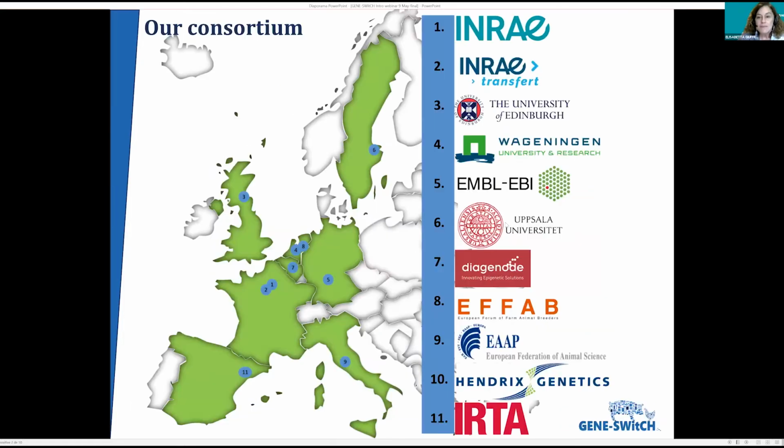The consortium is made of 11 partners that you see shown in the slides. They cover 8 European countries, and we are also connected with direct links for the ongoing work with additional animal breeding companies.